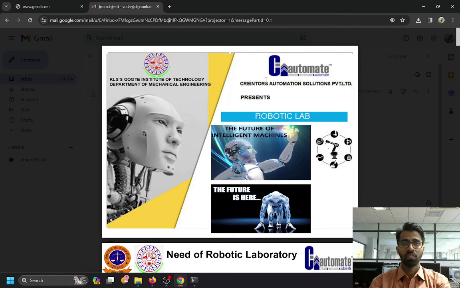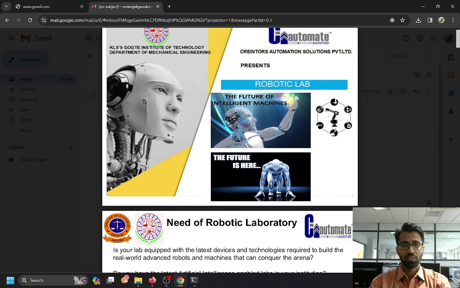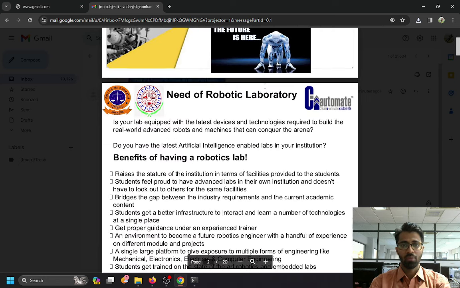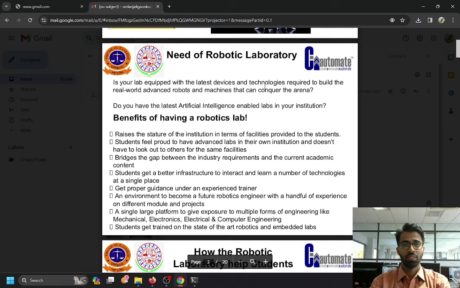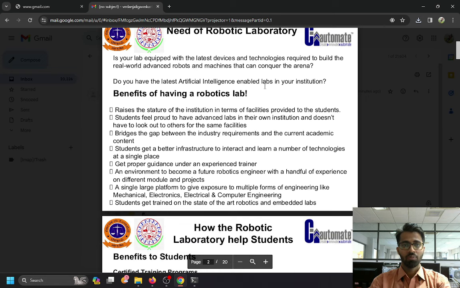Open elective subject: Robotics and automation. I am representing Creator Automation Solution Private Limited. In this subject we are covering the robotics laboratory. The benefit of having a robotic lab is raising the stature of the institution in terms of the facility provided to the students.